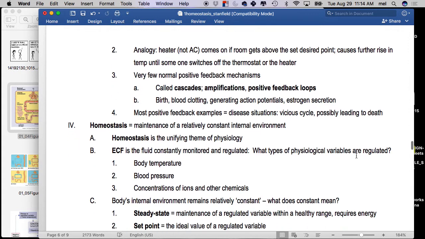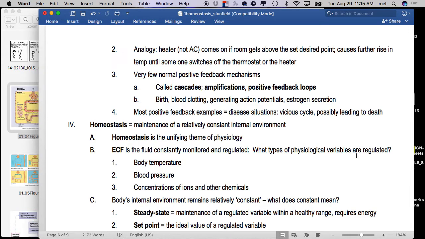Estrogen is also a positive feedback situation. Okay, but most positive feedback examples are disease situations. They are vicious cycles, and they potentially lead to death. And a lot of times you need intervention to stop a positive feedback situation.